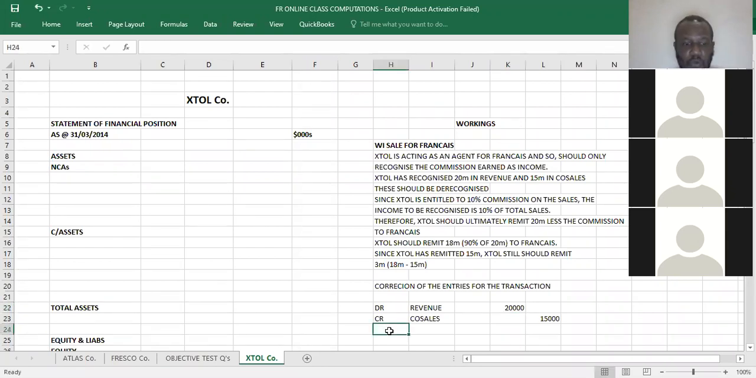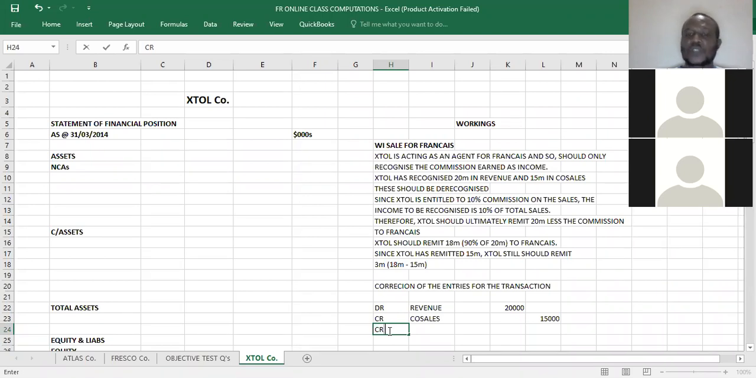Then we'll credit. Now, I don't know whether information was given to us as to whether the product that XTOL is selling is what XTOL normally sells. But since it's working for another entity, I recall from one of the first discussions I had with you, I asked what's the difference between income and revenue? Revenue is when you sell what you normally sell, but income is whether you sell what you normally sell or something else.